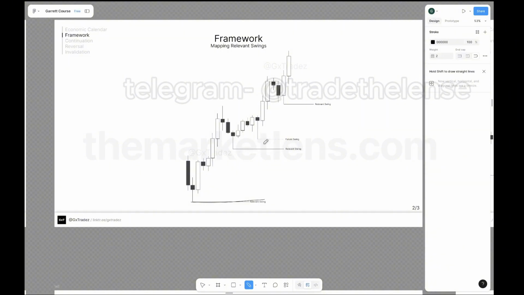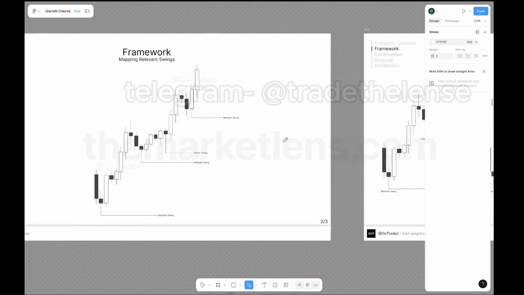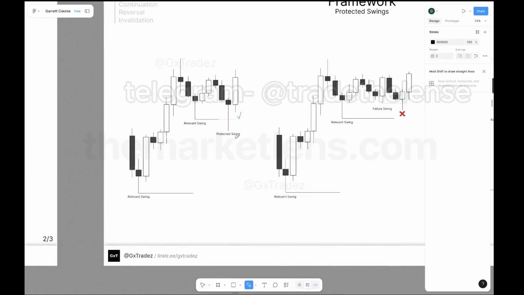Protected swings are just when price manipulates a relevant swing. If price manipulates this relevant swing, you see how there's nothing in close proximity to this low. There's no reason to return back here if it's a manipulation. Whereas if you trade away from a feather swing, there is a reason to return, because you manipulate a feather swing, but then you create one again. You know what I'm saying? So this is what a protected swing is. It's just a manipulation of a relevant swing. And this is where you want to be TPing.